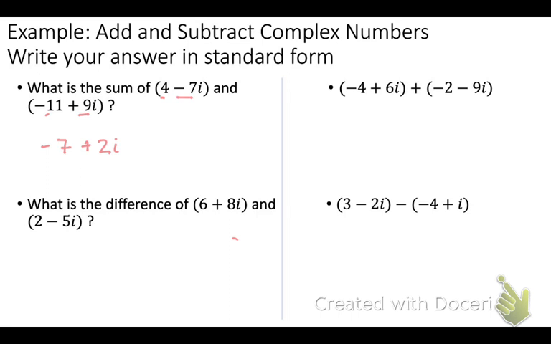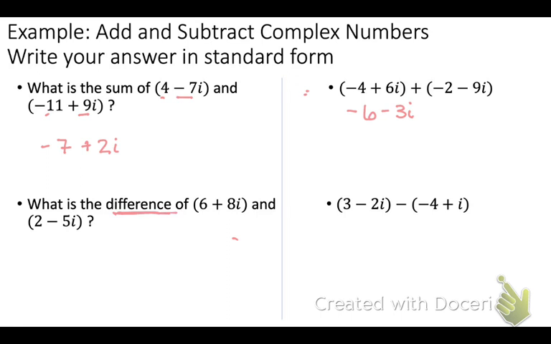The next one. Negative 6 plus 3i. Negative 6 what? Plus 3i. Minus 3i. Oh, yeah. Makes sense, guys? Okay, what about difference?